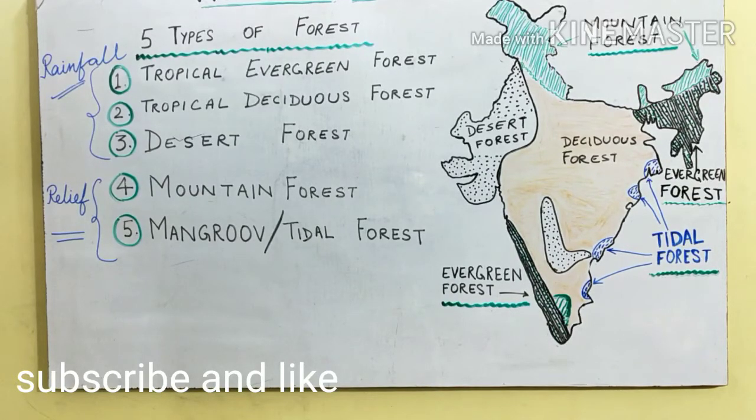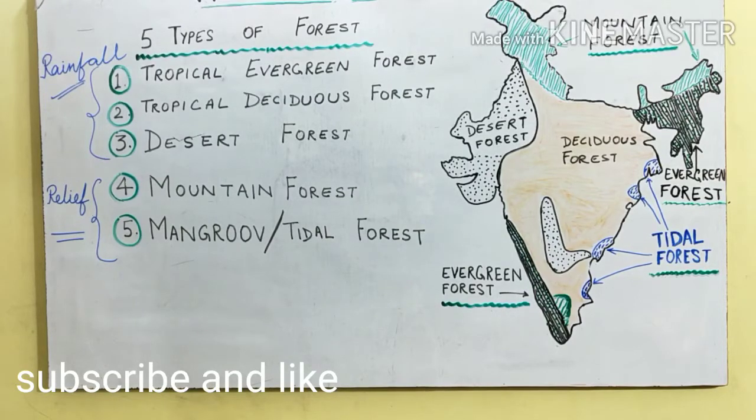Next is tropical deciduous forest, which is found in central India. Do watch my video on natural vegetation part 1 to have a better understanding of the 2 kinds of deciduous forest. Then we see desert forest in the northwestern part of India, that is in Rajasthan, Gujarat and also in small patches in Madhya Pradesh, Karnataka and a few parts of Telangana.